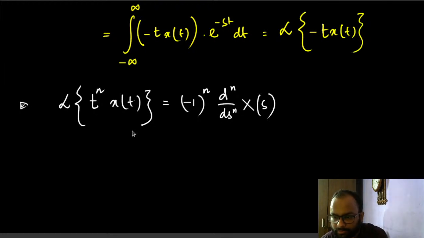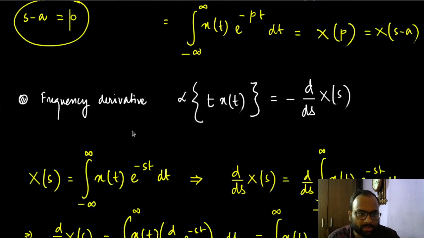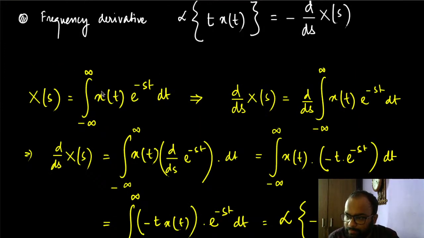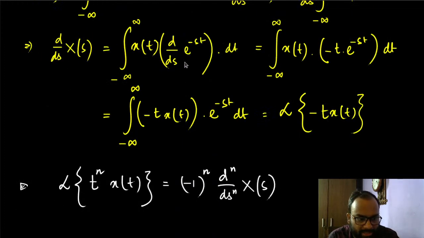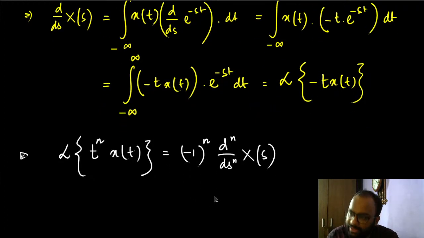There are a few more properties. I just mentioned that if we differentiate once more with respect to s, what are we going to get? You are going to get another minus t out of this, so that's going to be a positive t square. And that's how, for having a power 2 here, I'm going to have t square and the second derivative here. Similarly, if you do a third derivative, you are going to have minus t, minus t, minus t, thrice multiplied. That's going to be minus t cube. So the third derivative of X(s) comes from the Laplace transform of minus t cube x(t), and you can see that this matches up with this.